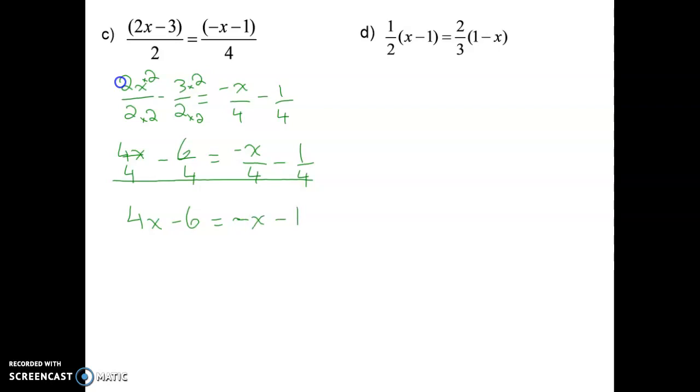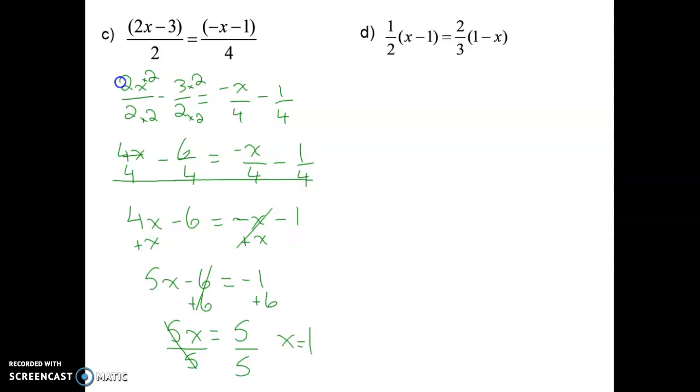Let me get the x's on the left-hand side, so I'm going to add x to both sides to make that a zero pair. 5x minus 6 equals negative 1. I'm going to add 6 to both sides to make that a zero pair. 5x is going to be equal to 5. Divide both sides by 5 to cancel that, and x is going to be equal to 1.